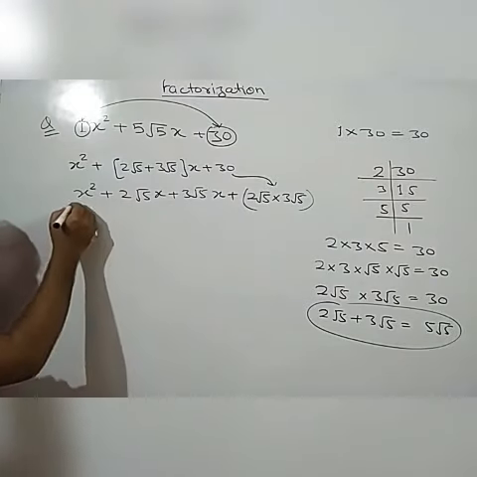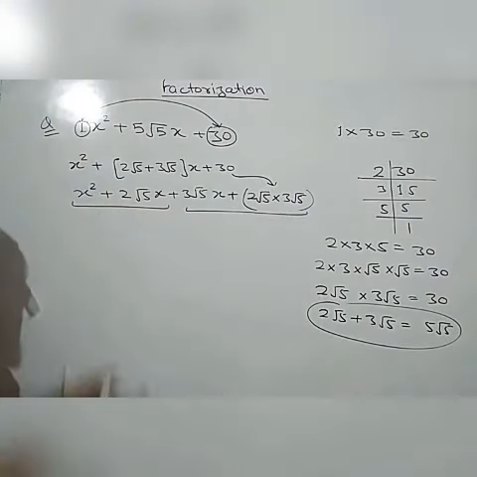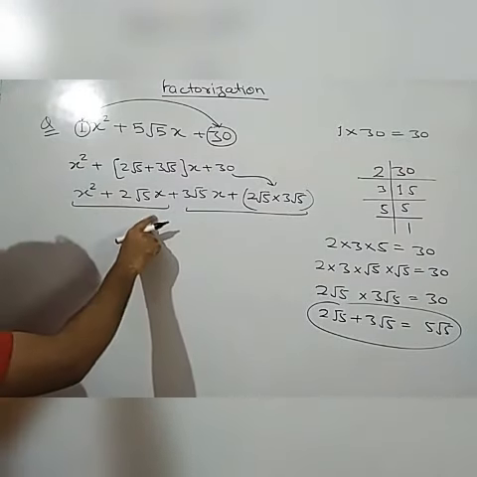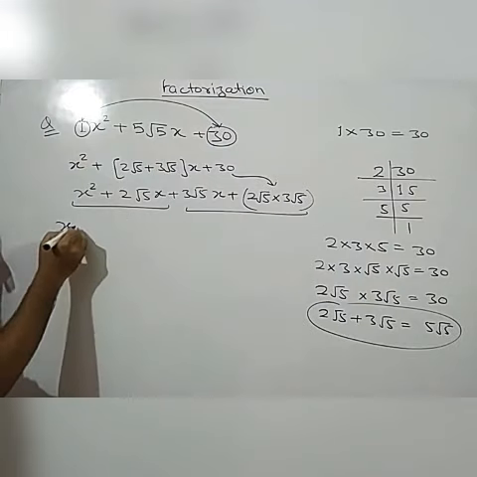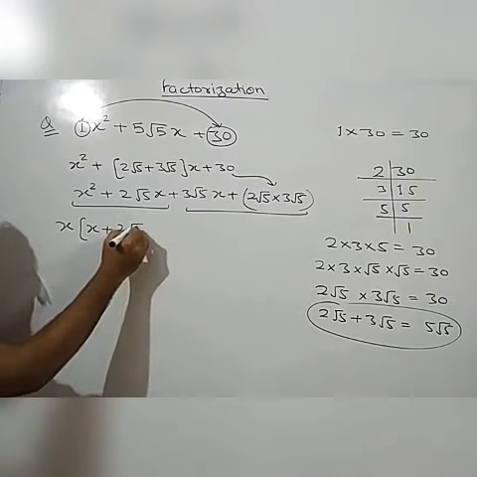Now, if we group these two terms and these two terms, from these two terms, what is common? Here x is common. So if we take x common, then the remaining will be x plus 2 root 5.